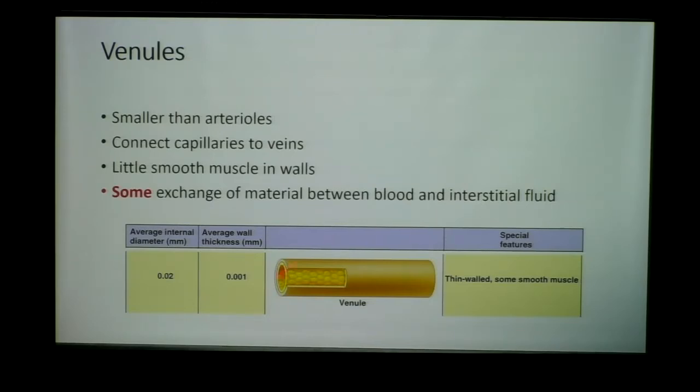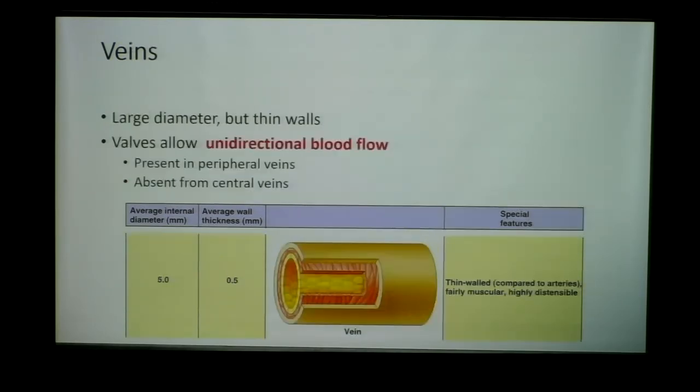Okay, so what we can see here, not a whole lot of smooth muscle, very tiny wall in terms of the barrier for diffusion, and that facilitates some movement of materials. And this is all that we'll say about venules. They aren't very fancy. This is the extent of our discussion with venules.